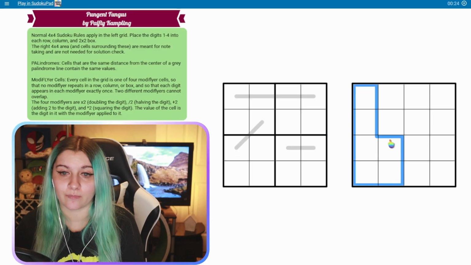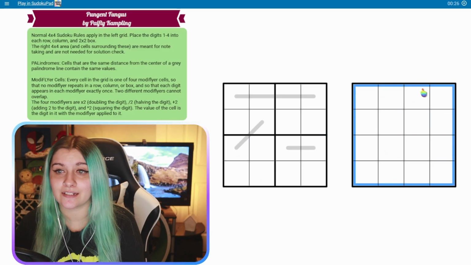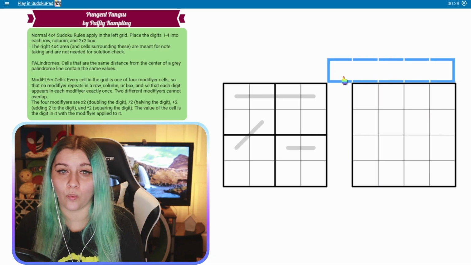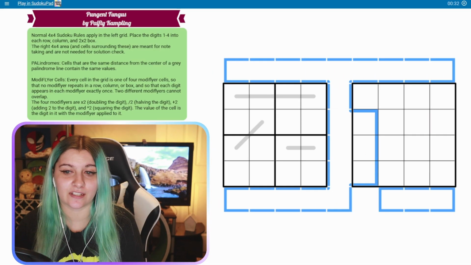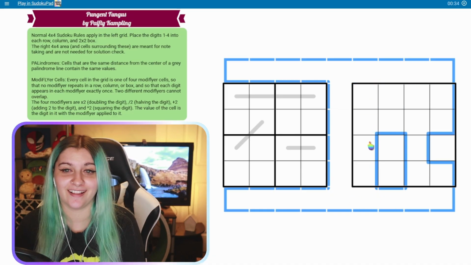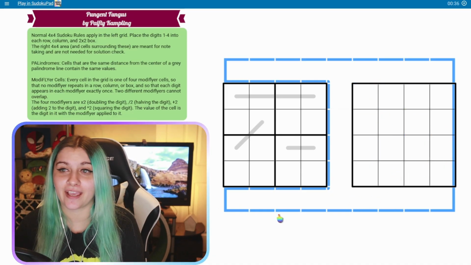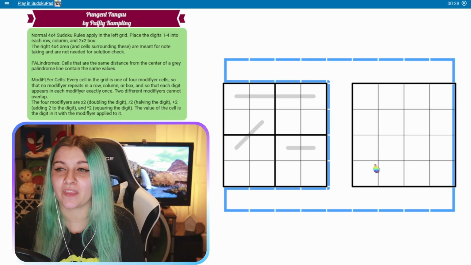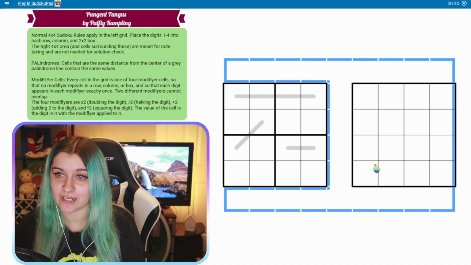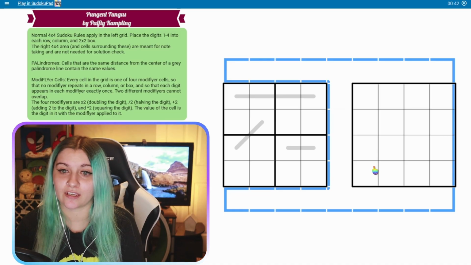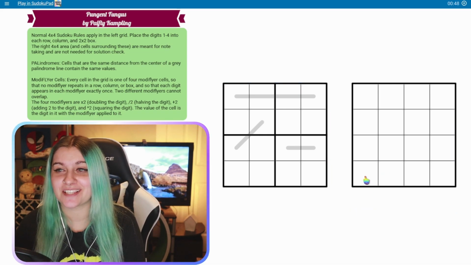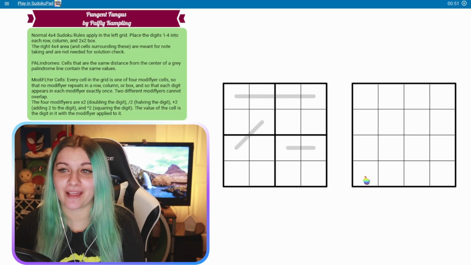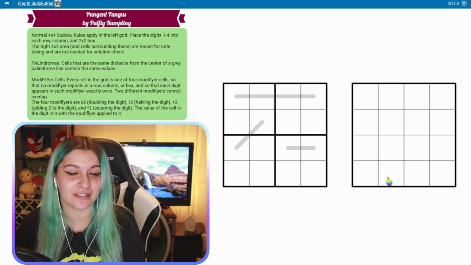The right 4x4 area and cells surrounding these. Ooh, we have some cells surrounding. Let's see how much I can highlight here. We have a lot here. Okay, I should keep reading. Cells surrounding these are meant for note-taking and are not needed for solution check. Oh, interesting, we have palindromes. Cells that are the same distance from the center of a gray palindrome line contain the same values.